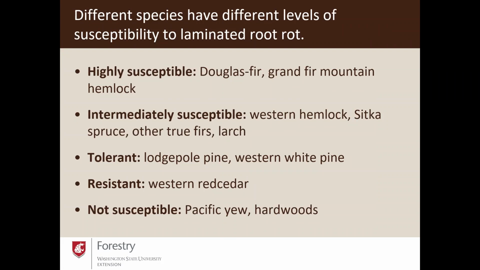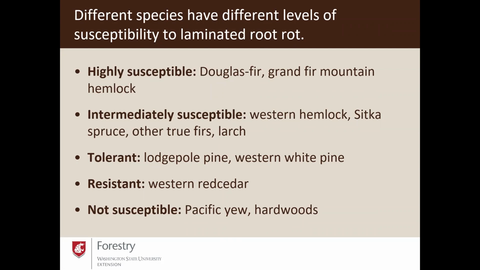Intermediately susceptible species are going to be Western Hemlocks, Sitka spruce, other true firs like Pacific silver fir, noble fir, subalpine fir, and larch, both Western and subalpine larch. And so these aren't as susceptible as Douglas-fir and grand fir, for instance, but they are susceptible to disease and may be affected, especially if they're growing together with the more highly susceptible species like Douglas-fir and grand fir. Pines are tolerant of the disease.